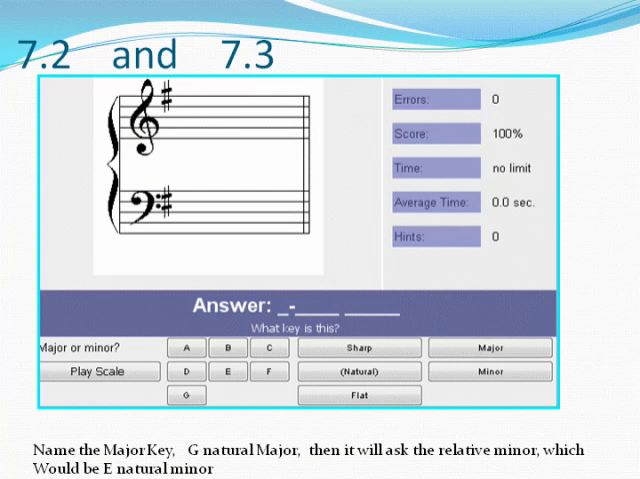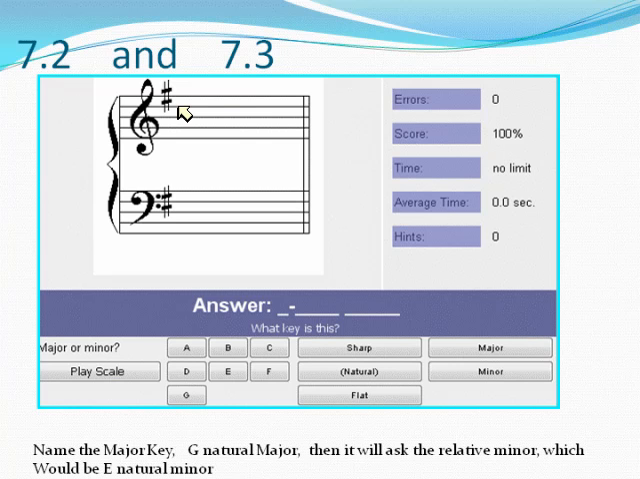Okay, 7.2 and 7.3 are done on eMusic Theory. And what happens is they're going to ask you the key signatures, basically. And I think 7.2 is major. So if you're in there and you're doing 7.2, you know they're going to be major. So this is the page. This is what it looks like in eMusic Theory. It will give you the key signature, and we know we're looking for major.